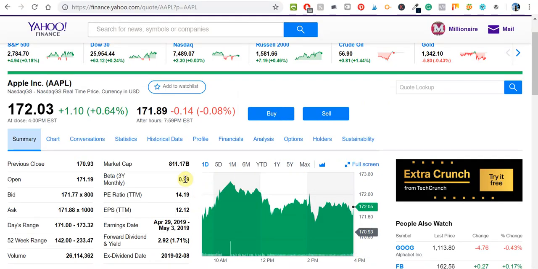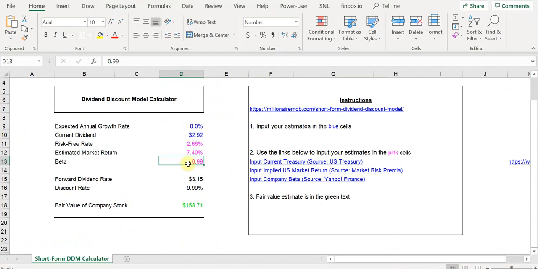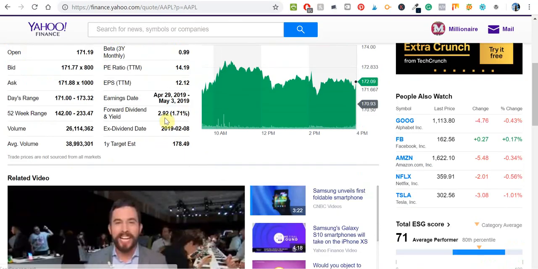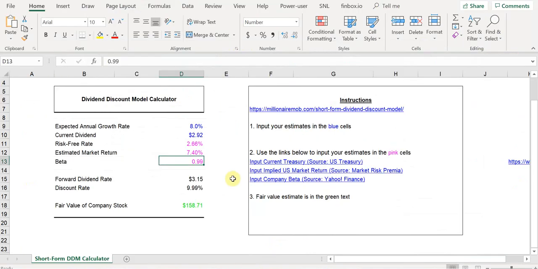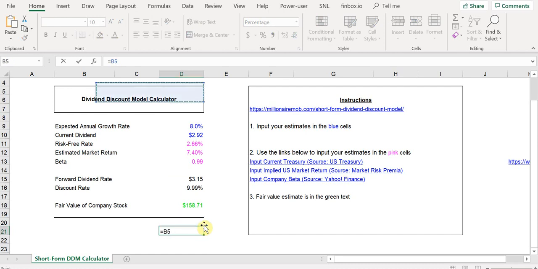Why? Because beta is a barometer of return and risk profile for the overall market. One represents the market. Apple itself is the largest holding of the market, or the S&P 500. Therefore, much of the movement derives from the overall market as a whole. And so that's why it is very, very close to one overall. In addition to that, 2.92 is the dividends paid out per share. I've input that here. Let's just check to make sure that that's the right number.